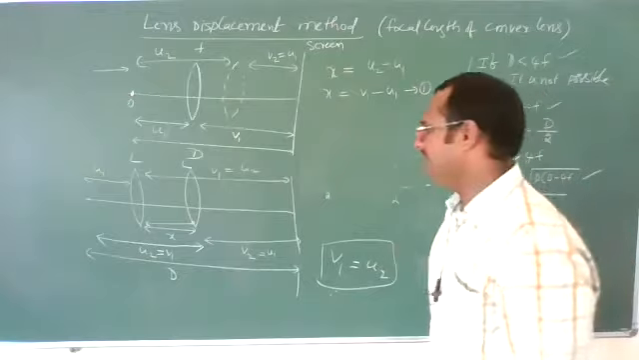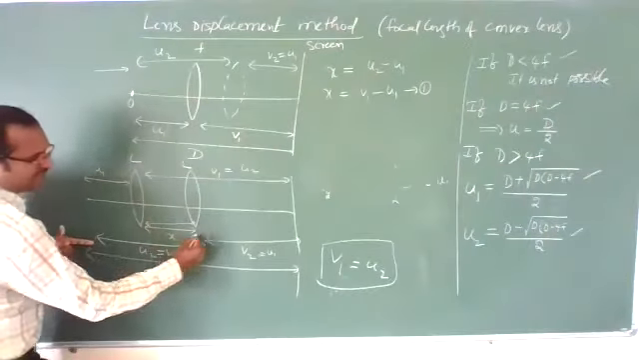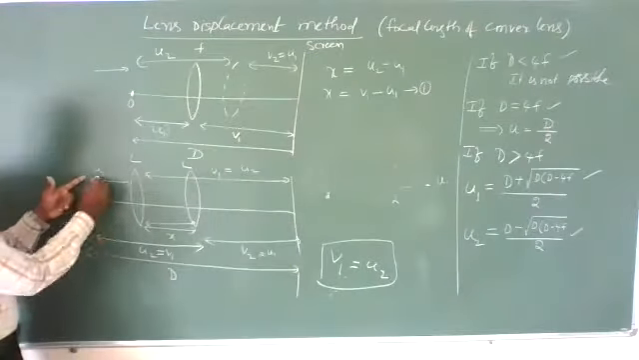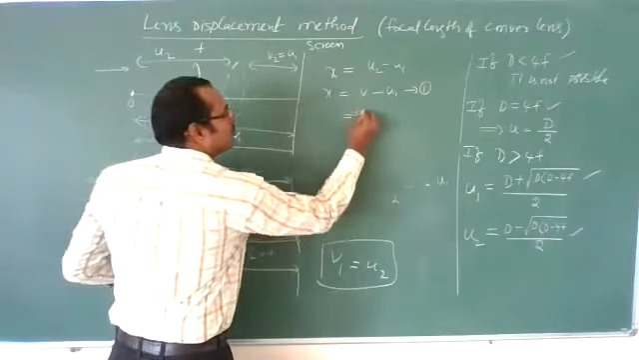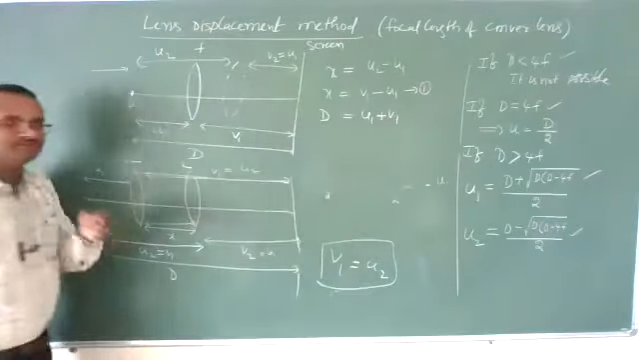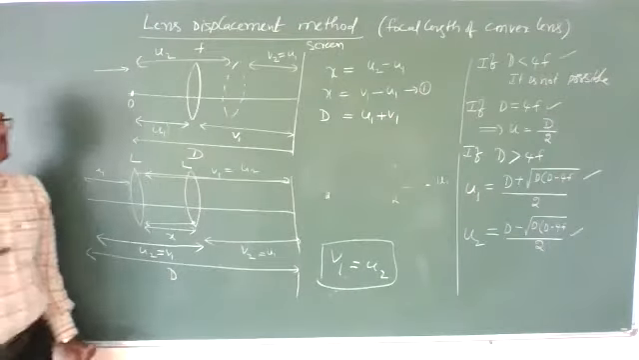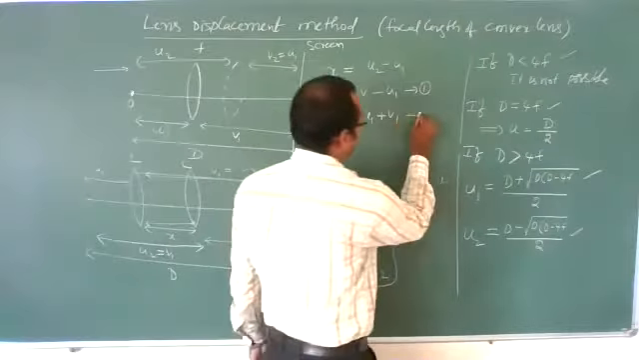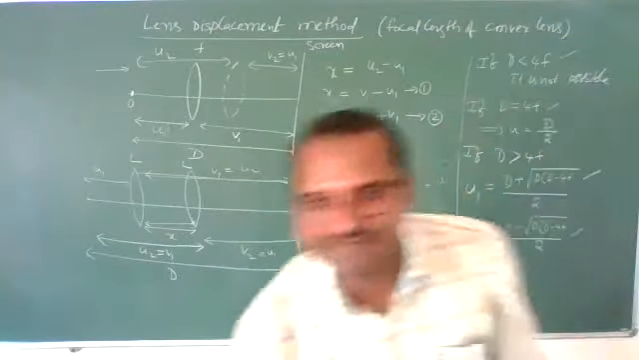Okay? And one more equation we know. This is u1 and this is v1. This is u1, and from here to here is v1. That means u1 plus v1 we can write as capital D. Correct? Okay? Yes. Now this is equation number 2. This is my equation number 2. I hope you are understanding, all of you.